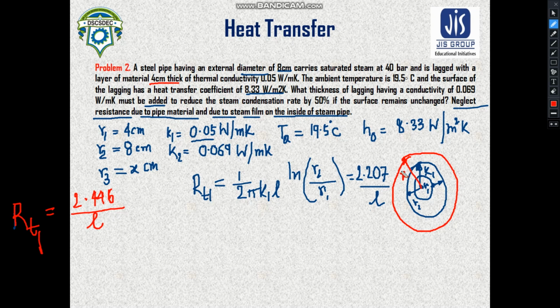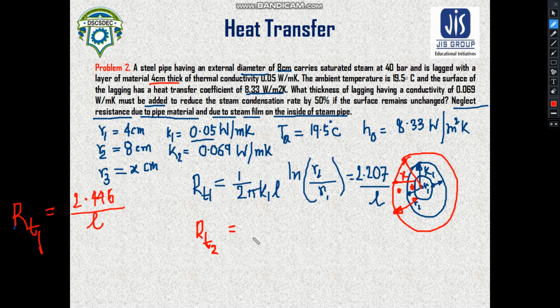So this RT1 would remain the same. It is not going to change, it will remain as it was. And this RT2 will now be included. This RT2 is the second thermal conductive resistance, which is because of the heat transfer from this layer to this layer. So this is the net thermal conductive resistance because of the conduction heat transfer between these two layers.